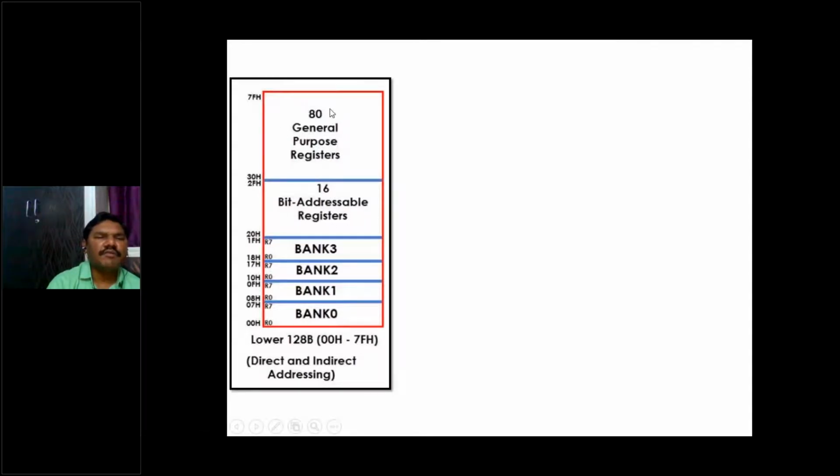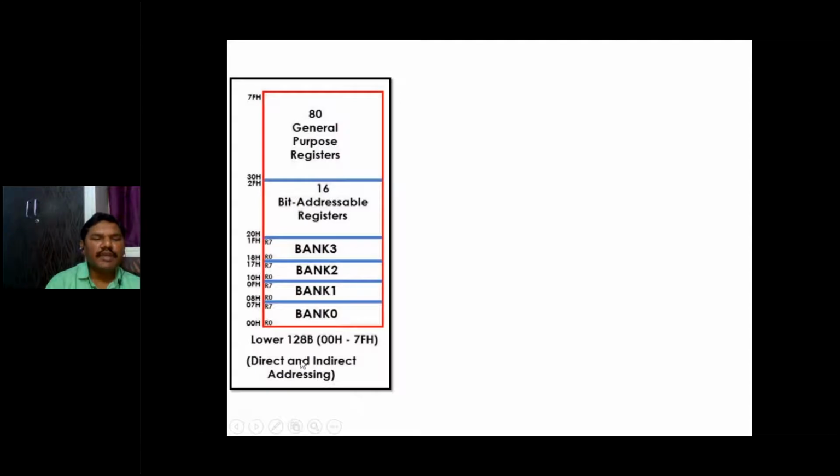And here 30 to 7F, remaining are 80. So these are general purpose registers, 30 to 7F. In programming you can write MOV A, 30H, meaning whatever content you are storing in the 30H memory location can be moved into a register. That's why we can take this as the general purpose register locations, which is equal to 80 plus 16 plus 32, equal to 128. So this is the total 128 bytes of RAM.